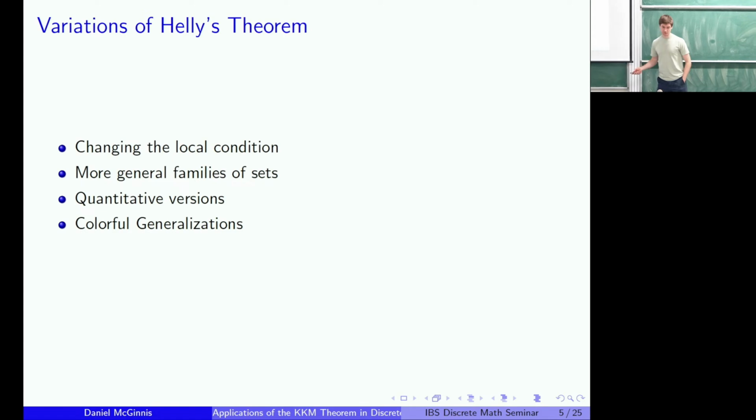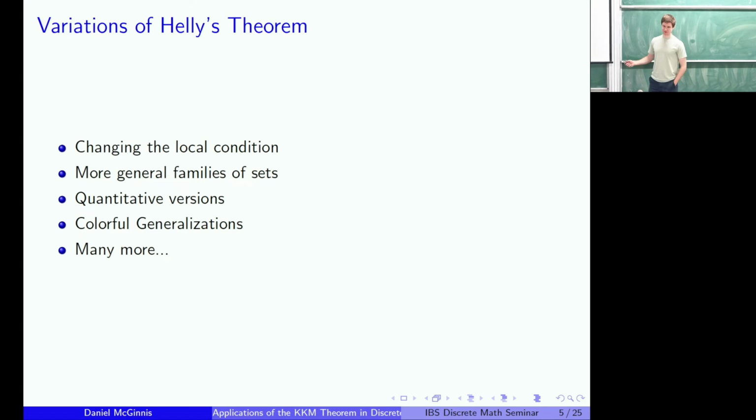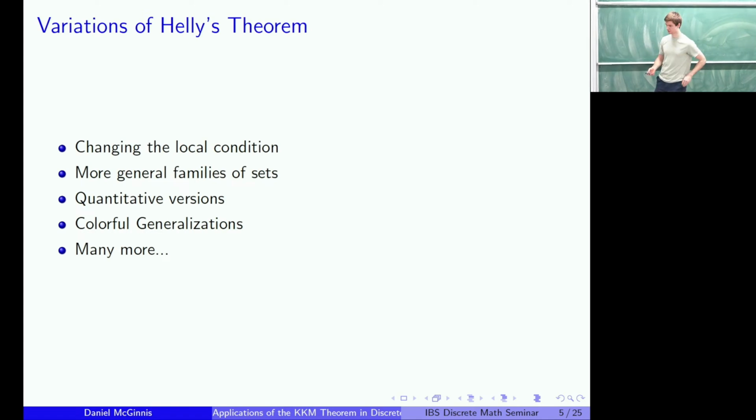And then there are colorful generalizations, and many more. There are a lot of different variations, and these are just a few of them. One of them that I'm going to be talking about is this: Helly's theorem is about intersecting your family with a point, and what if we want to intersect our family with a line or a plane or some higher dimensional affine subspace? That's another one that I'll be talking about.